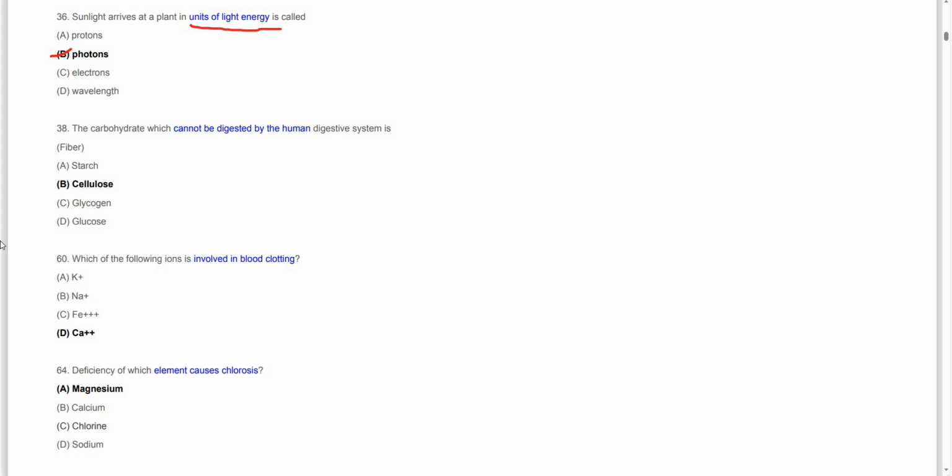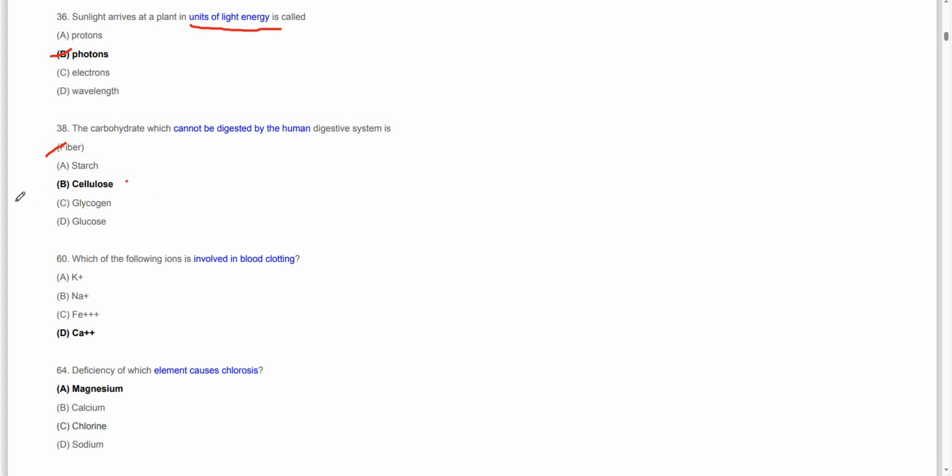Moving on to the next, the carbohydrate which cannot be digested by the human digestive system is fiber. Fiber and cellulose are the kind of carbohydrate which cannot be digested by the human digestive system.